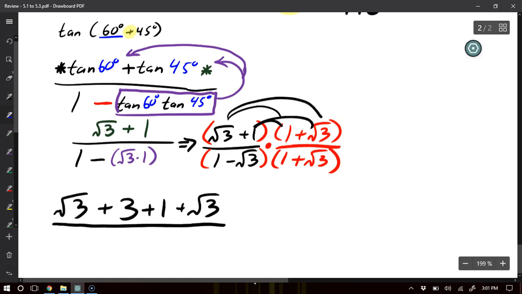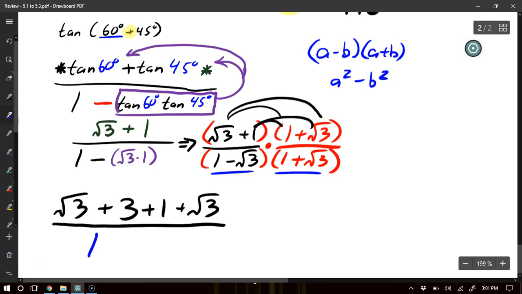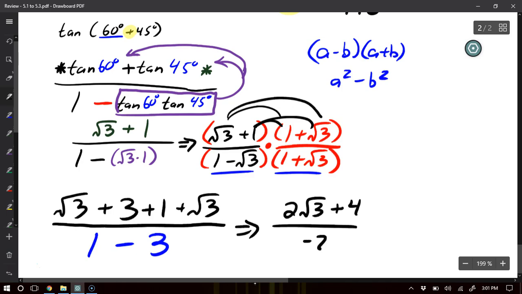Now on the bottom, remember, these are conjugates of each other. So that, again, is the idea of difference of squares. You have a squared minus b squared. So I'm going to square the first term, and I'm going to square the second term. So square root of 3 squared is 3, and you subtract them. So let's see what happens. Radical 3 plus radical 3 is really 2 square root of 3. 3 plus 1 is 4. And then 1 minus 3 is a negative 2.